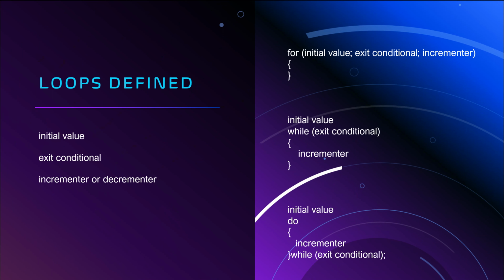The initial value, exit conditional, and incrementer all hold different locations in each loop. As you can see for the for loop, all 3 are part of the very first line. The while loop and the do while loop set the initial value before the loop begins. They both increment during the loop. The difference between them is the while checks the exit conditional before starting the loop, and the do while checks the exit conditional at the end of the loop.